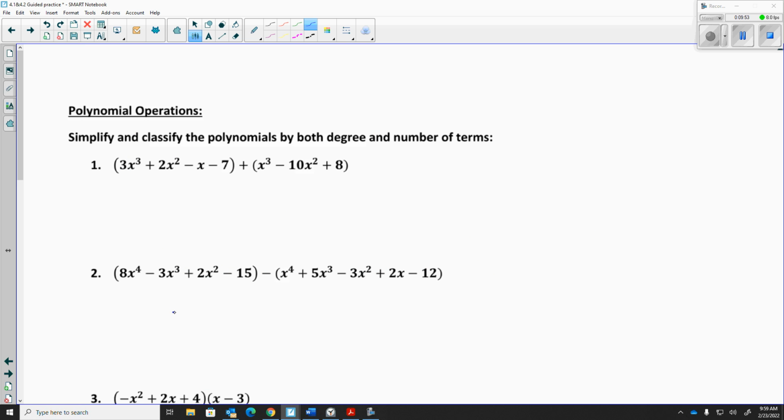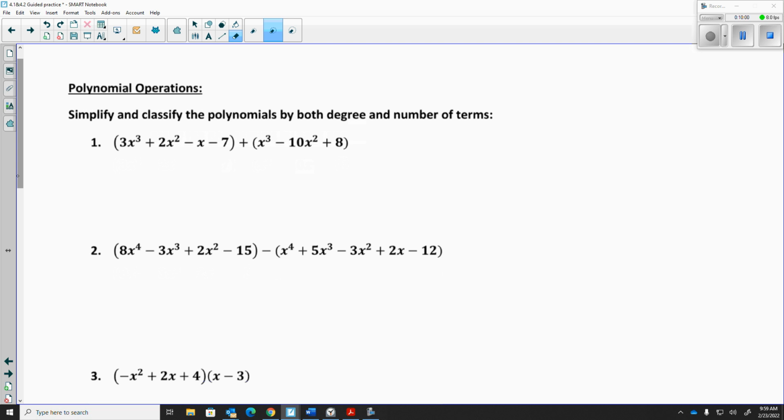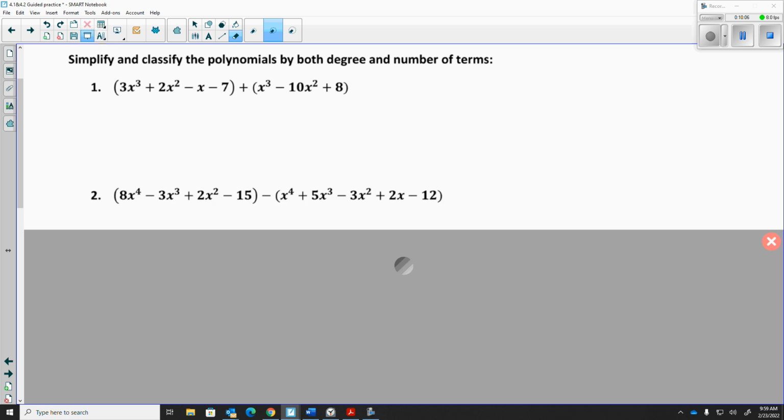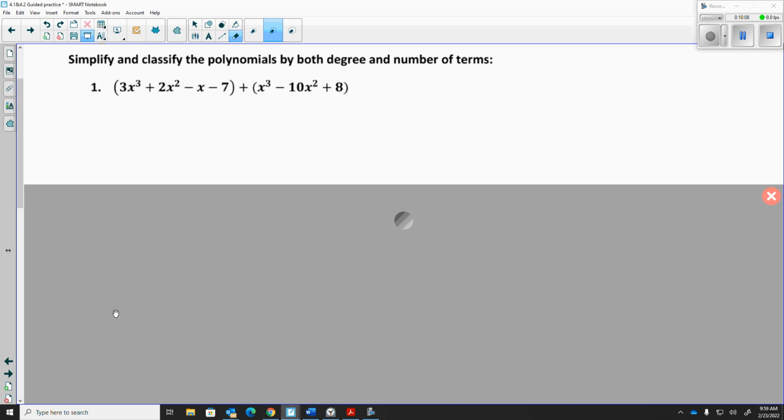Here's what we need to do with the polynomials. We need to do operations with them. We need to add them. We need to subtract them. We need to multiply them. That's what we're doing. So let's do one thing at a time here. It says simplify and then classify by degree and number of terms. So let's just do one thing at a time. Simplifying a polynomial basically just means do whatever operation it's telling you to do. Okay, so what is this telling me to do?